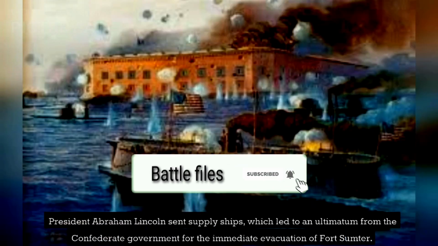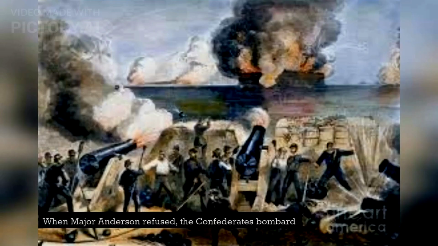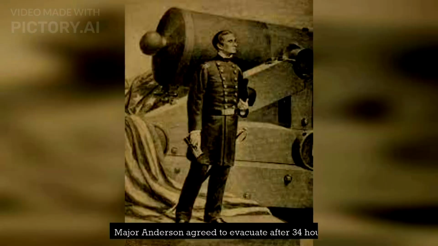President Abraham Lincoln sent supply ships, which led to an ultimatum from the Confederate government for the immediate evacuation of Fort Sumter. When Major Anderson refused, the Confederates bombarded the fort from artillery batteries surrounding the harbor. Major Anderson agreed to evacuate after 34 hours.